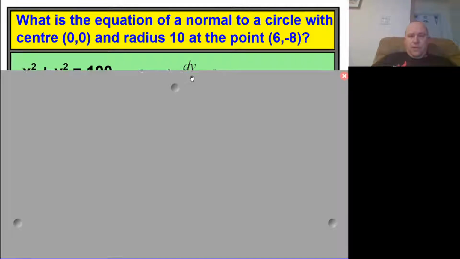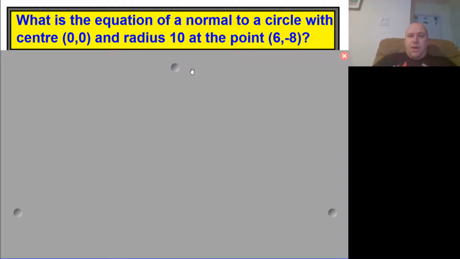So here's the question that we're going to try and answer. We kind of saw the answer already, but that's fine. What is the equation of a normal to a circle with center 0, 0 and radius 10 at the point 6, negative 8? So we know an equation of a normal. We know that's going to do with tangents. We know it's the negative reciprocal. We know we need a slope, and we know we need a point, which they've actually given us here.